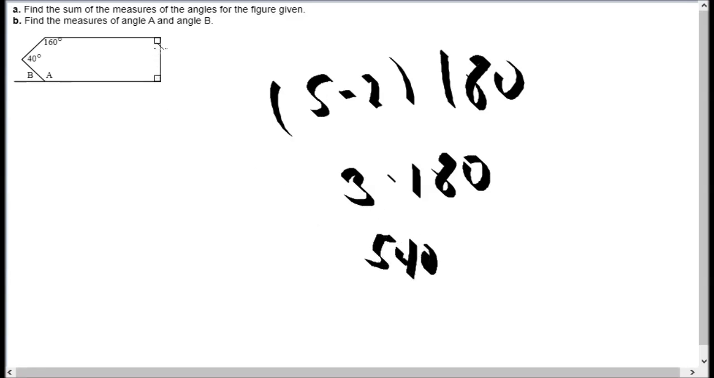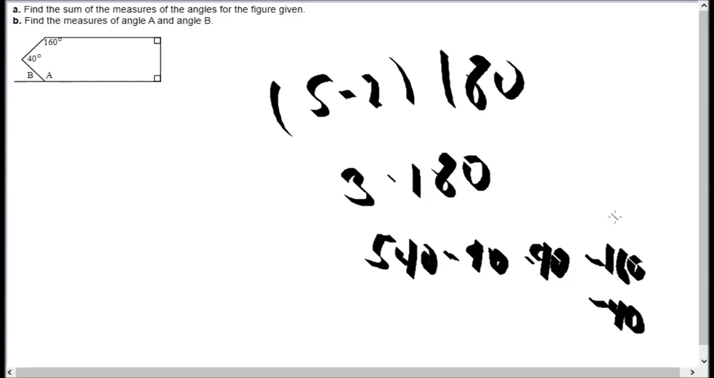Of course, we need to subtract away the 90 and then another 90, and then subtract away a 160, and then subtract away a 40, and whatever's left over, that's going to be angle A. So that turns out to be 160 as well. So we have here 160. Coincidence that it's the same as the one above it.